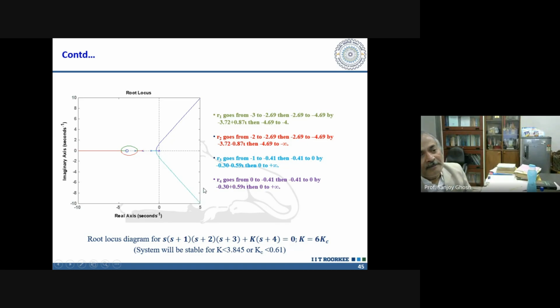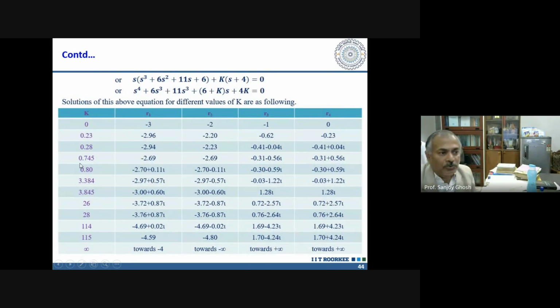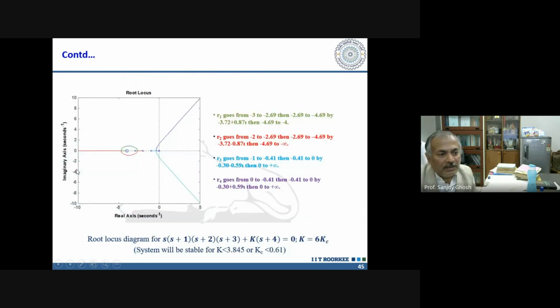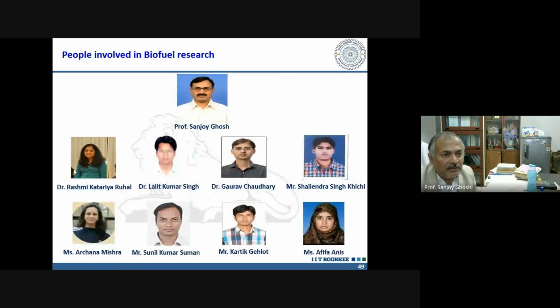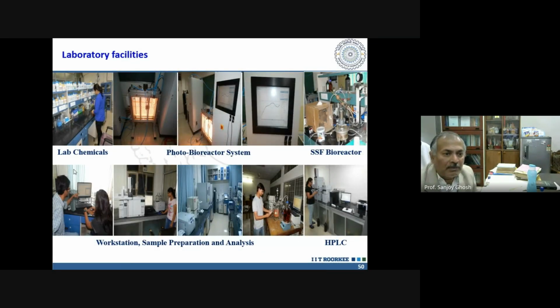So that means the same system may be stable and may be unstable depending on how you choose the values, right? That is what the root locus will tell you. Okay, so here I am finishing. Anyway, some of the students, this is my research labs.